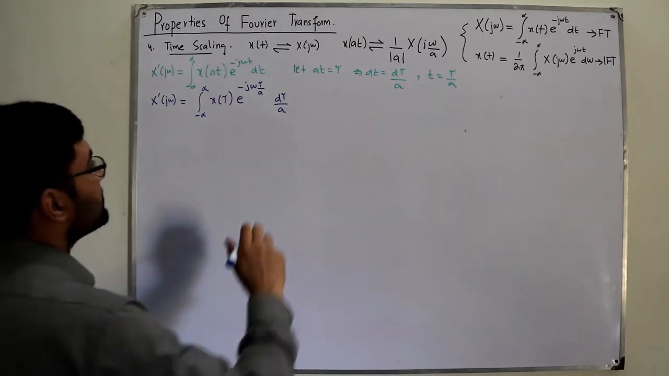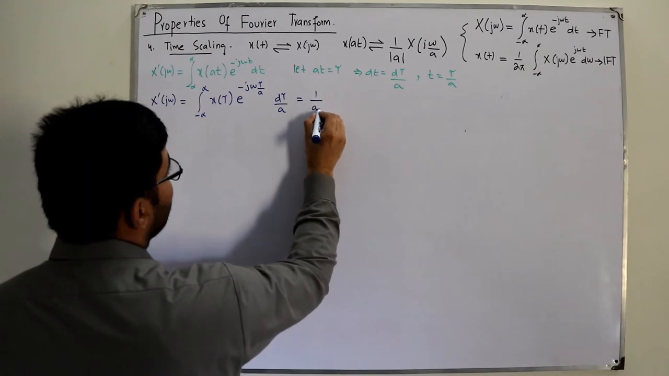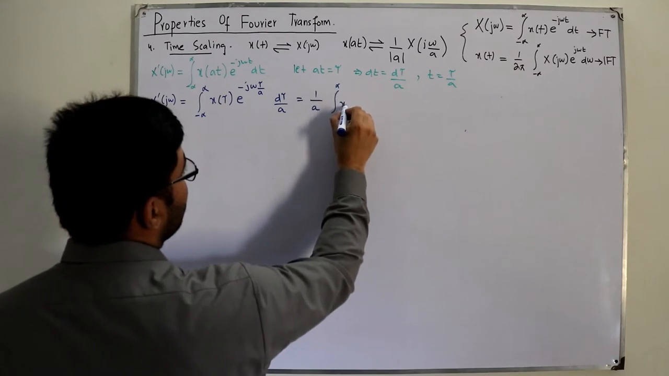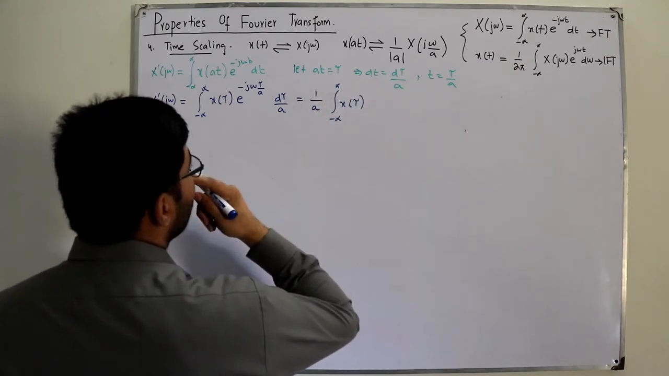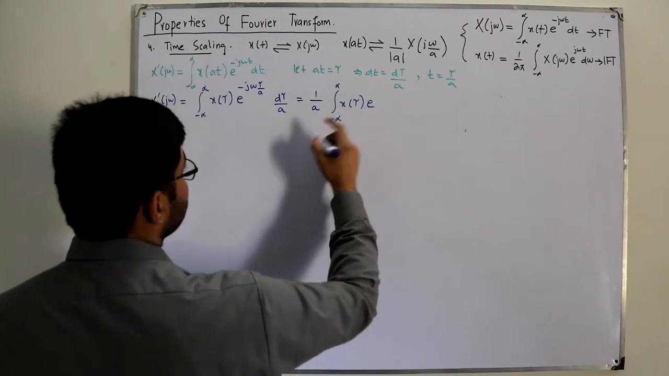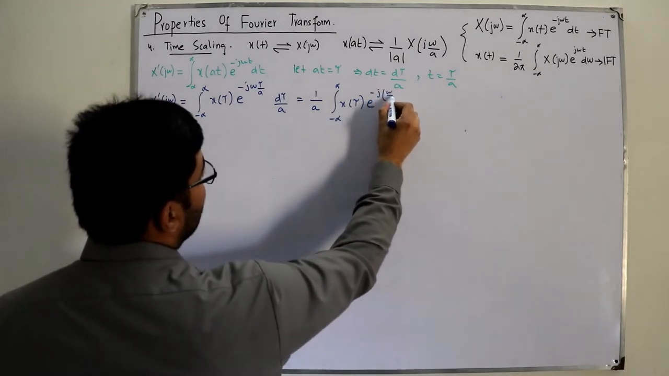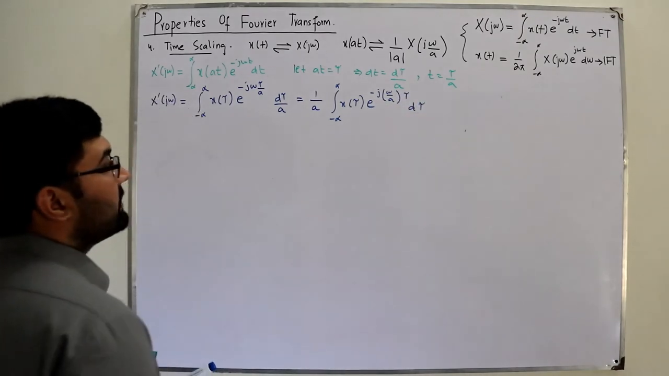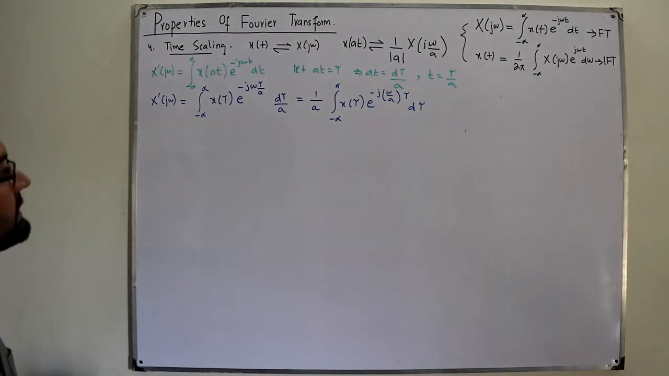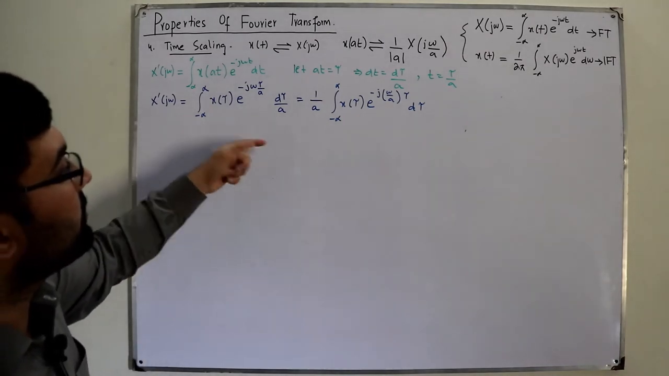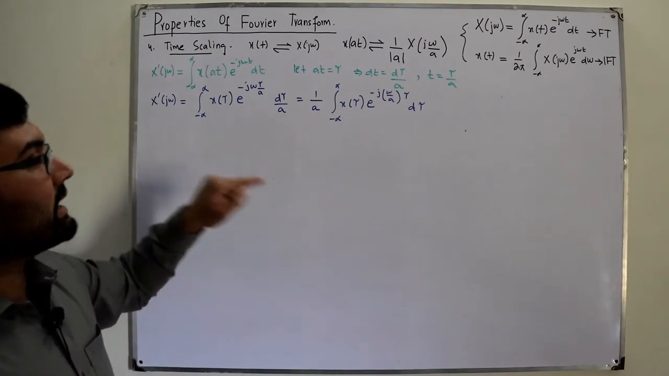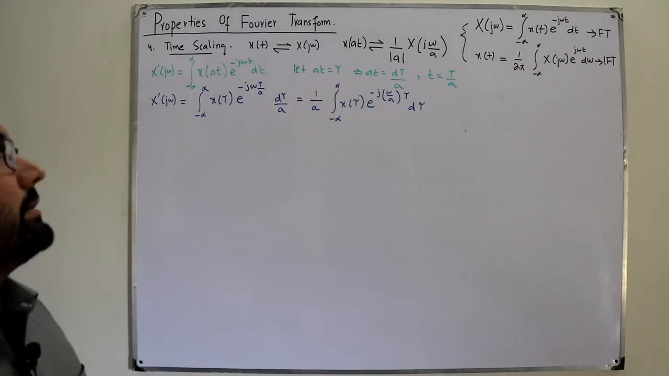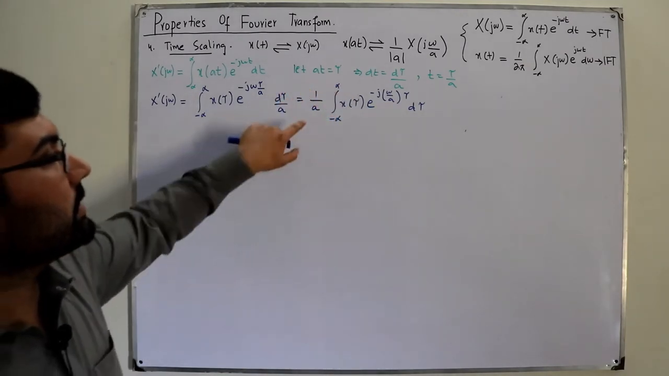Fine. Now this a is constant, so I can take it outside, which means you have 1 upon a. Fine. And then you have what? You have an integration from negative infinity to positive infinity of x of tau, and then you have an exponential of negative j omega by a times tau, the integration with respect to tau. So have a look, is it not fulfilling the condition? x dash of j omega is the Fourier transform of the signal x of tau, but at frequency omega by a, and 1 over a is taken outside.